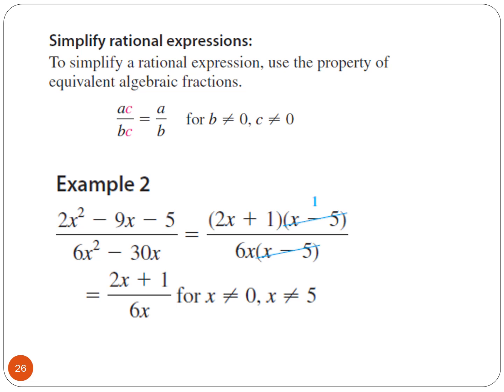You may say that after you simplify, 5 does not seem to cause a problem, but it is a restricted value in the original expression. It continues to be a restricted value after you simplify the expression. Our original expression is equal to 2x plus 1 divided by 6x. The restricted values are 0 and 5.